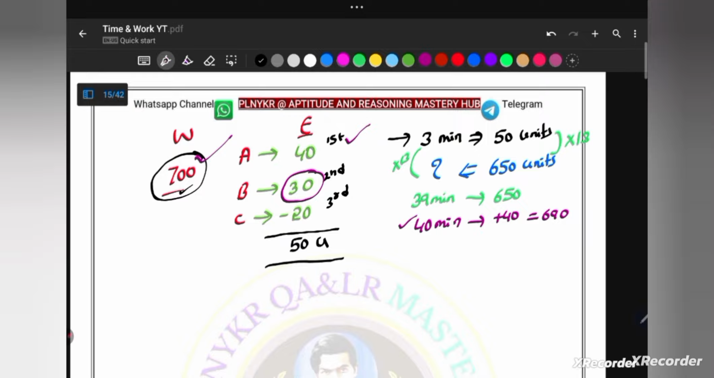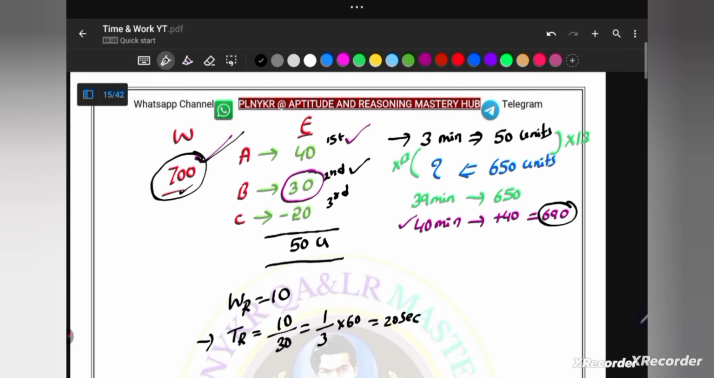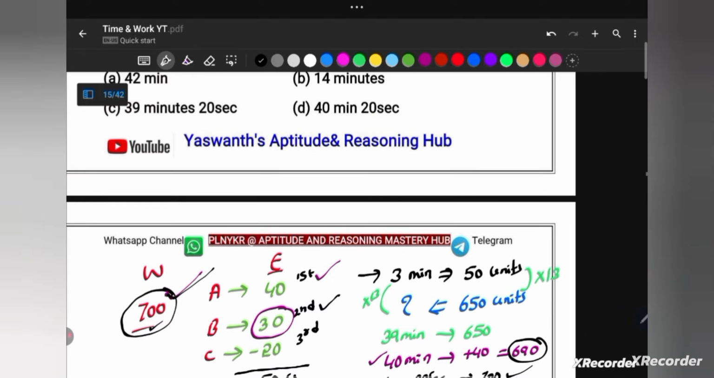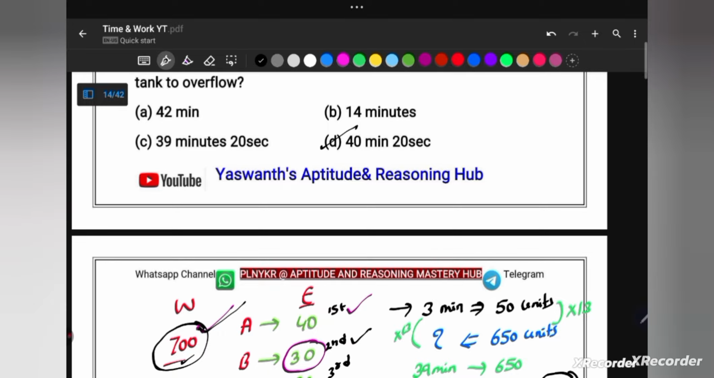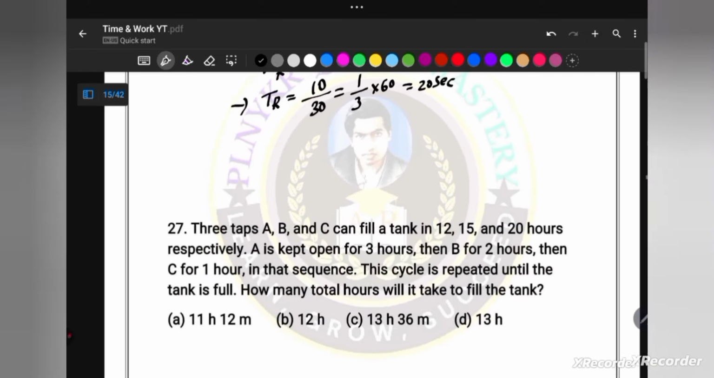But if you observe here, your task is to complete the 700 units. Among them, 690 is done. The remaining work will be 10 units. The time taken for the remaining work will be equal to the work by whoever will be working next. B will be working, whose efficiency is 30. That means 1 by 3 per minute, converting into seconds, it will be 20 seconds. So after completing 40 minutes 20 seconds, total 700 units of work will be done. So option D. Okay. We'll be moving to the next question.